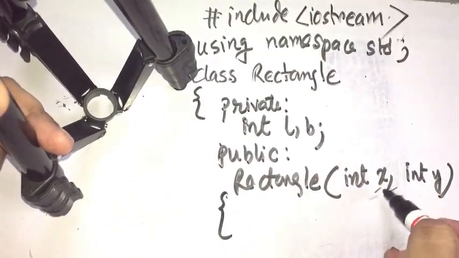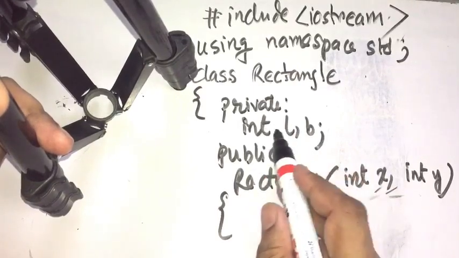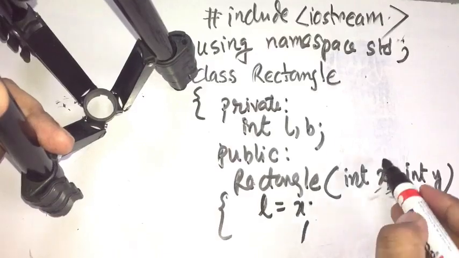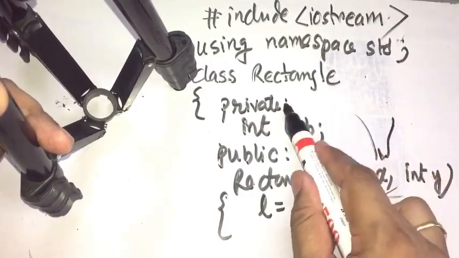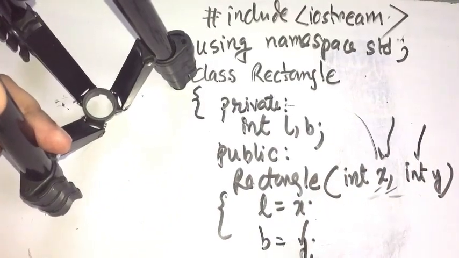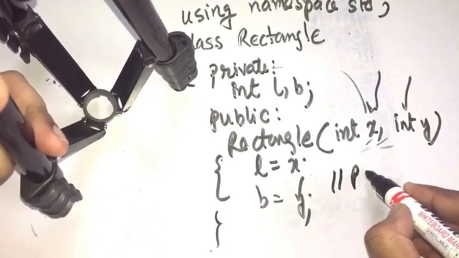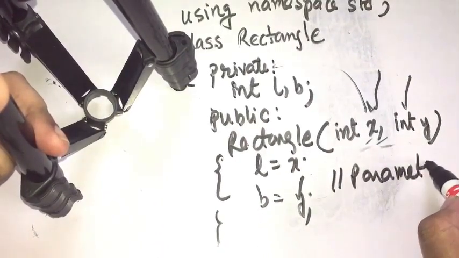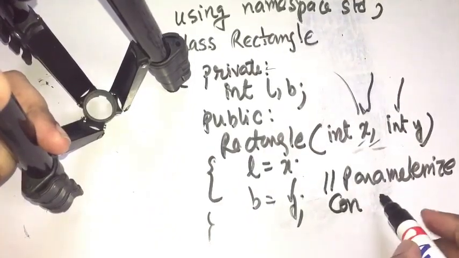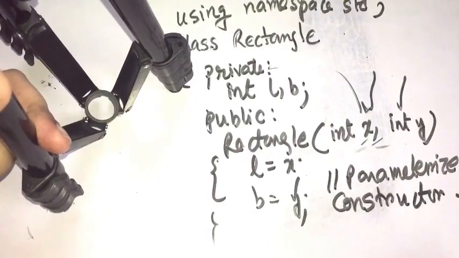Now these values x and y, these parameters, are used to transfer the data to the private members, that is, the initialization of the data members: L equal to x. The value of x is copied to L, and the value of y is copied to B, so B equal to y. So this is the parameterized constructor. When a constructor receives parameters from the object, it is known as a parameterized constructor.